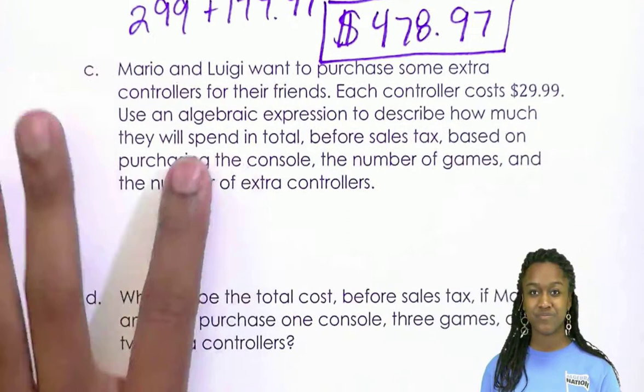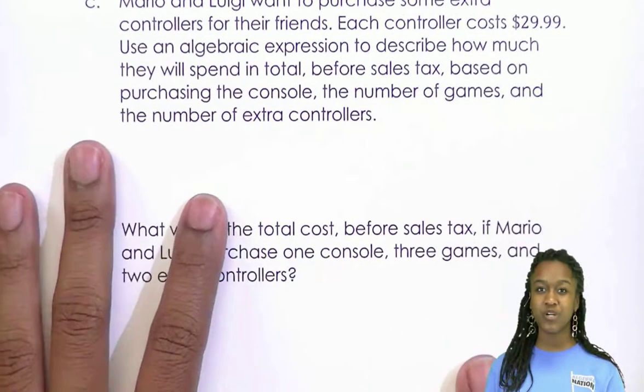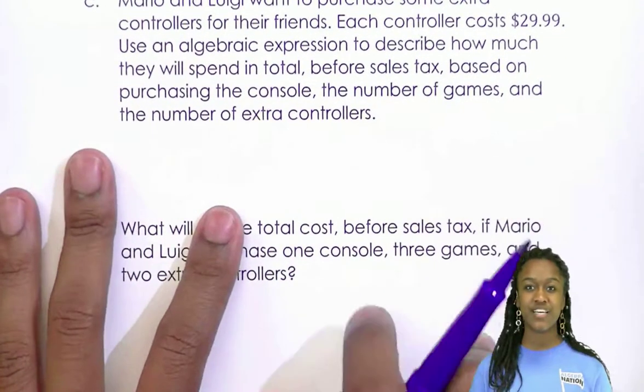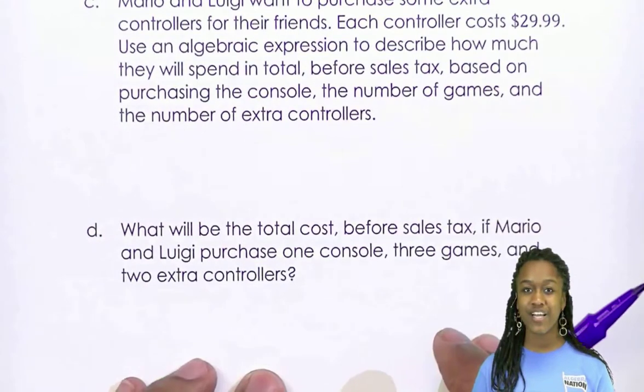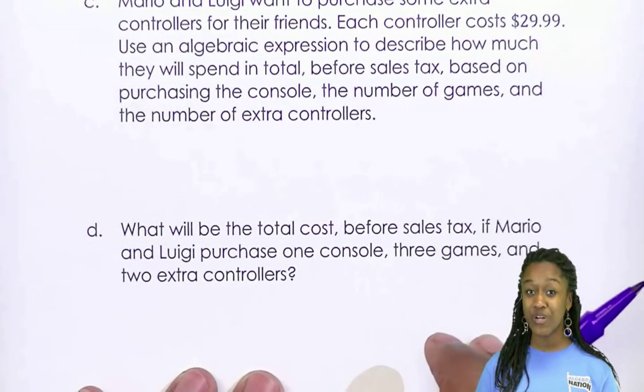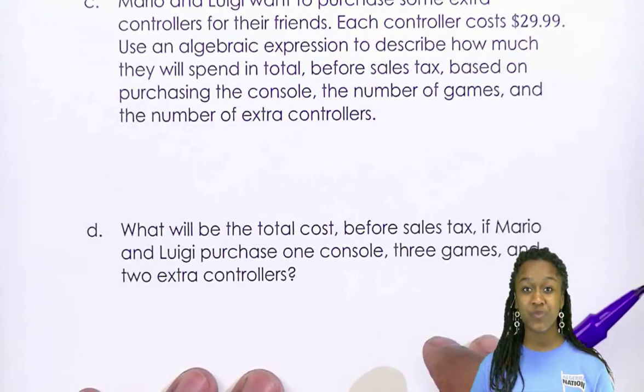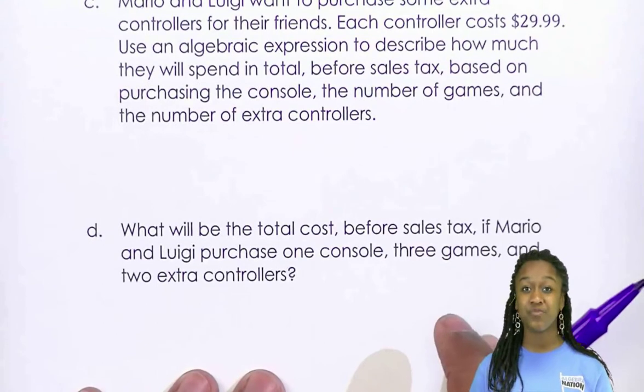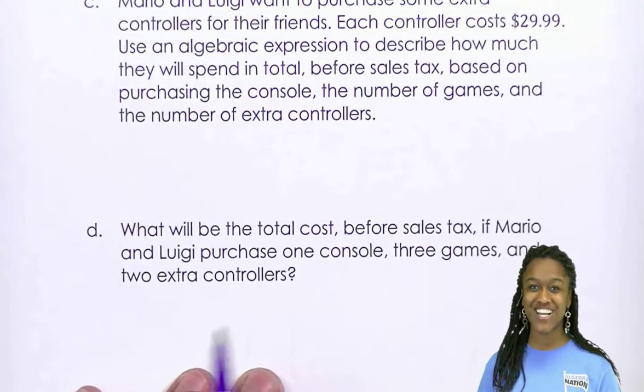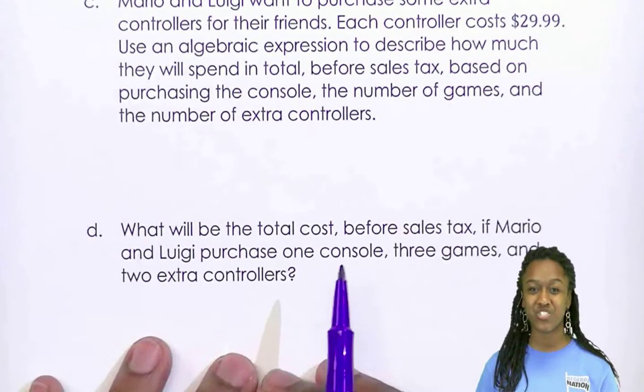Okay. Mario and Luigi want to purchase some extra controllers for their friends. Each controller costs $29.99. Use an algebraic expression to describe how much they will spend in total before sales tax based on purchasing the console, the number of games, and the extra controllers.